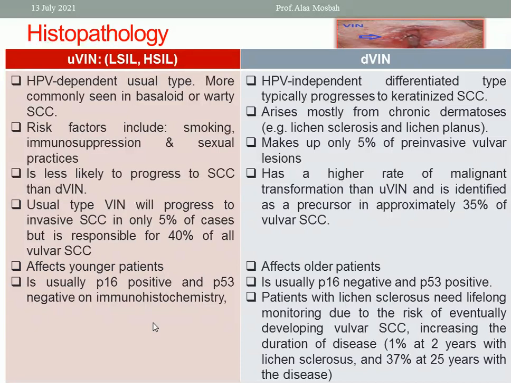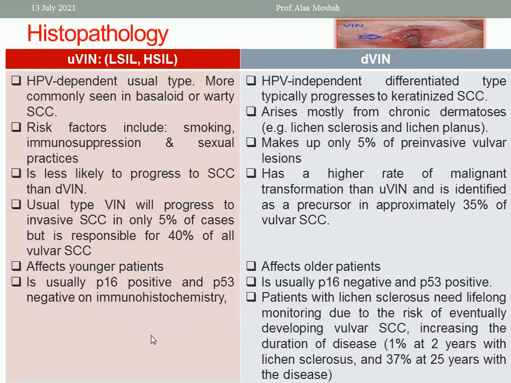On the other side, the differentiated VIN is considered human papilloma virus independent differentiated type, typically progressing to keratinized squamous cell carcinoma, arising mostly from chronic dermatosis like lichen sclerosus and lichen planus. It makes up only 5% of pre-invasive vulvar lesions, has a higher rate of malignant transformation than the usual VIN, and is identified as a precursor in approximately 35% of vulvar squamous cell carcinoma, affecting older patients above 60. It is usually P16 negative and P53 positive in immunohistochemistry.